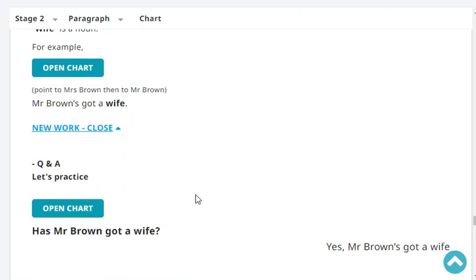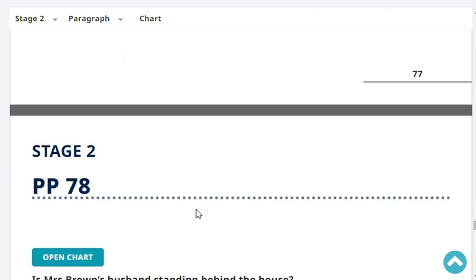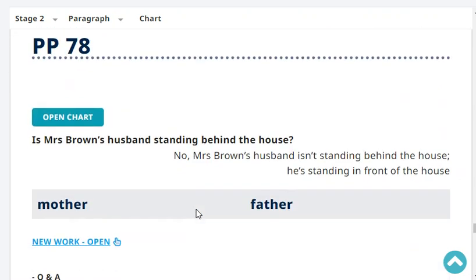Let's practice. Has Mrs. Brown got a wife? No. Mr. Brown's got a wife. Has Mrs. Brown got a husband? Yes, Mrs. Brown's got a husband. Very good. Is Mrs. Brown's husband standing behind the house? No, Mrs. Brown's husband isn't.